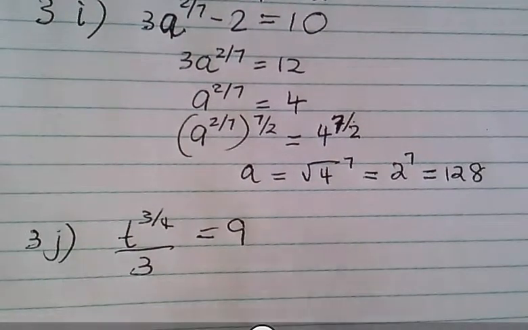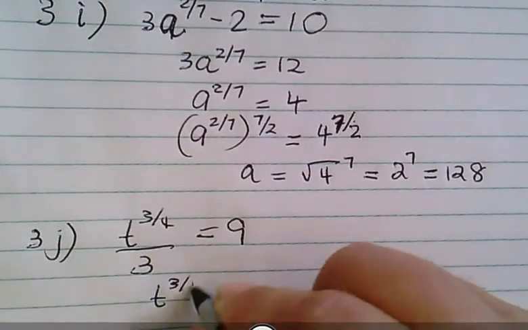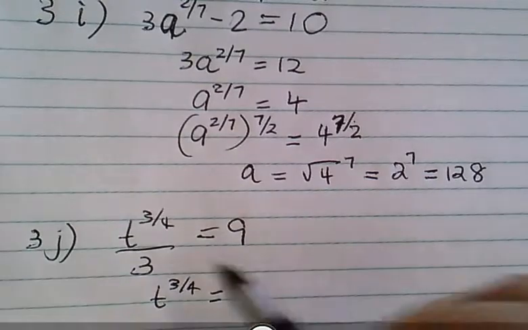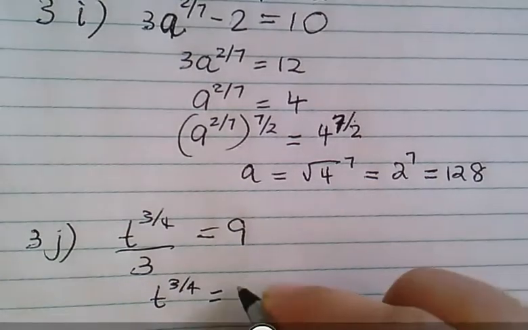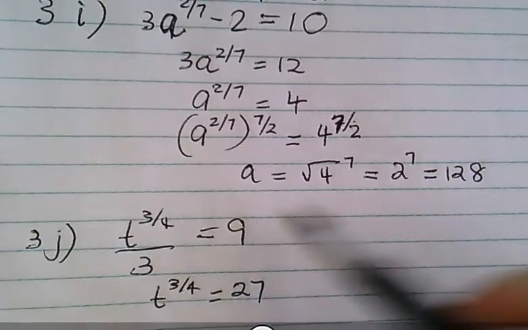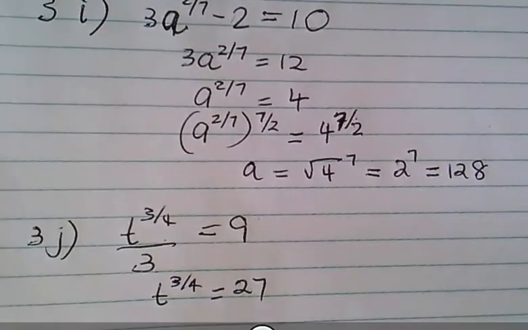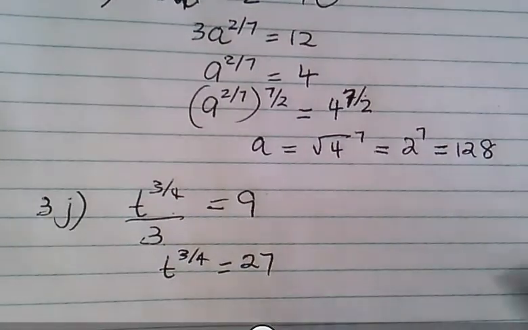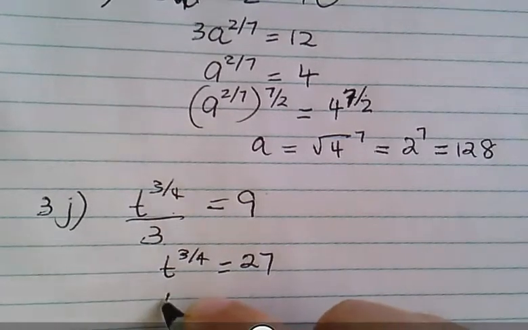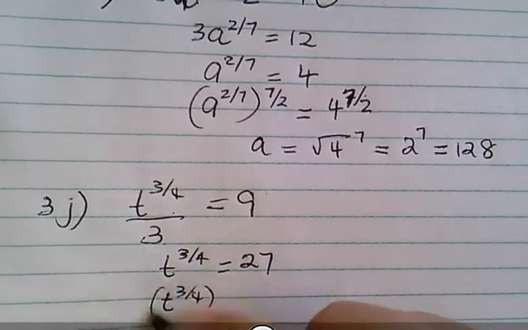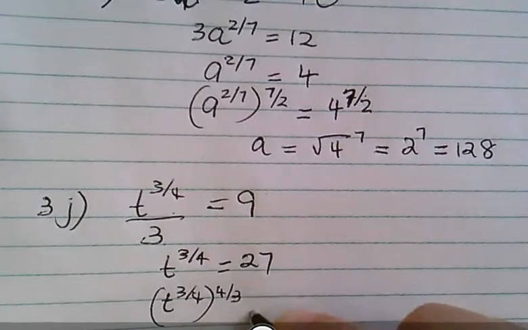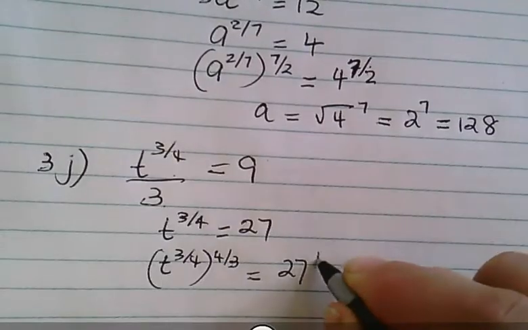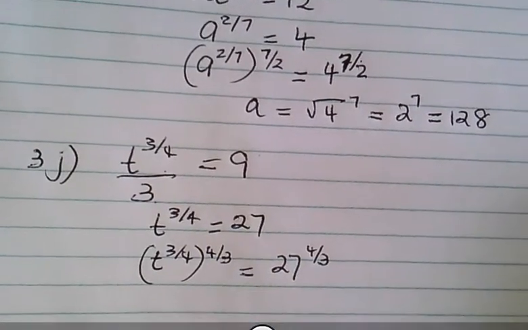Do the same thing. t to the power of 3/4 equals what? 9 times 3? 27. No, it's 9 times 3. The inverse operation of divide by 3 is to times by 3. Okay, we're going to take both sides to the power of 4 over 3. And that is a good idea because you can do the cube root of 27, you see.